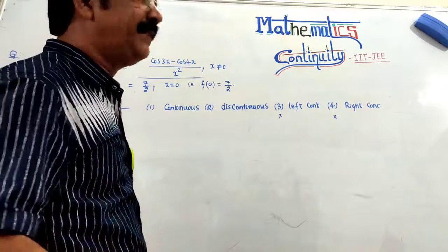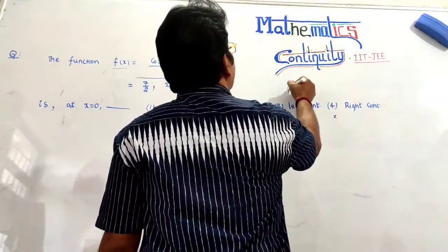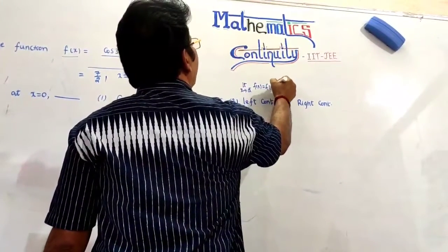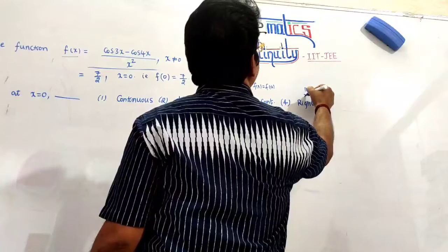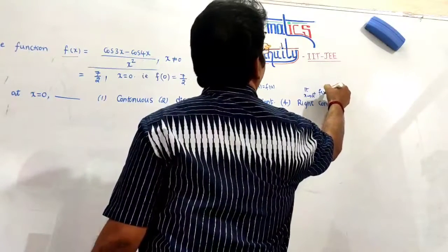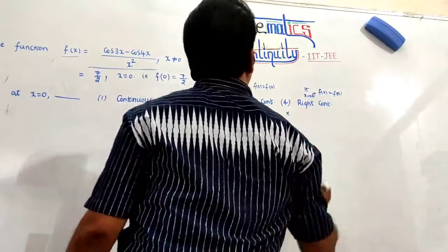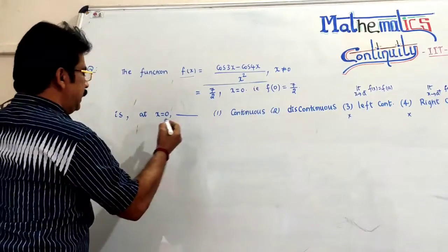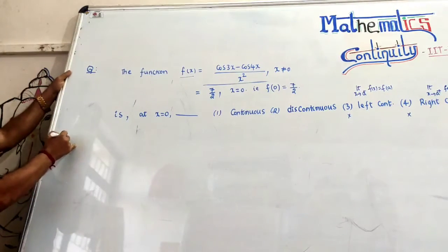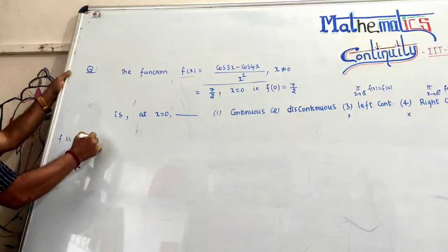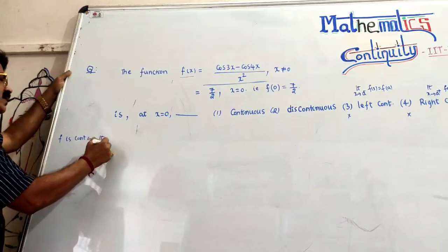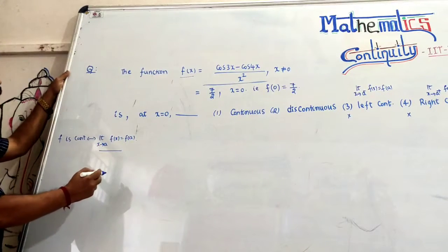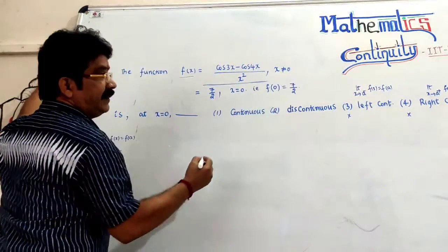Okay, let us verify the definitions. Left continuity means what? Limit x tends to a minus f of x equal to f of a. Right continuity means what? Limit x tends to a plus f of x is equal to f of a. Right, next you come here. So therefore, actually by definition, f of x is continuous implies limit x tends to a f of x is equal to f of a. So therefore, here we are discussing at x equal to 0.